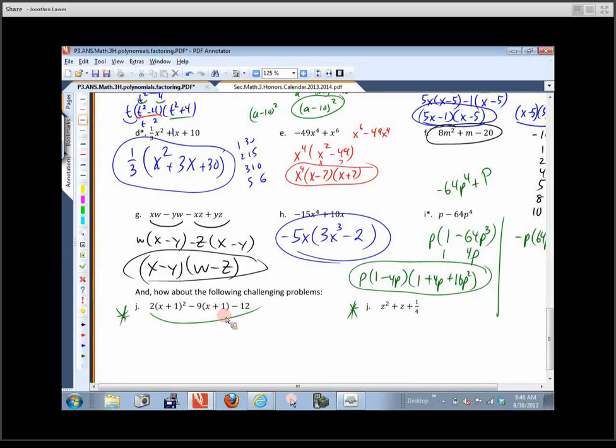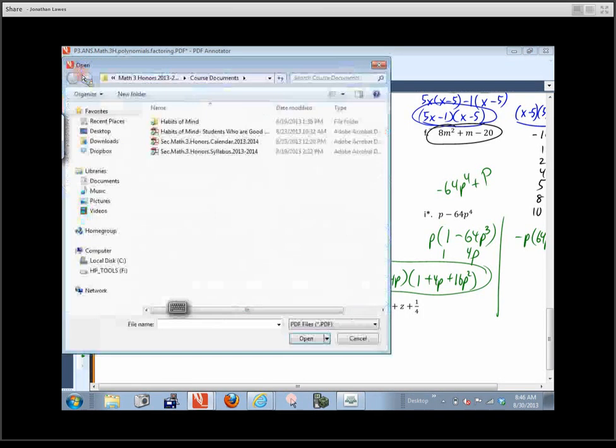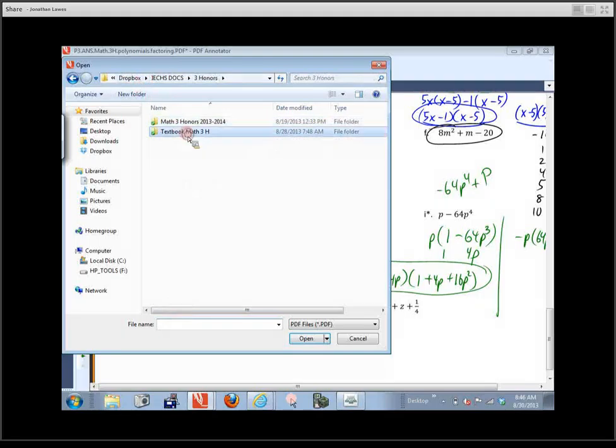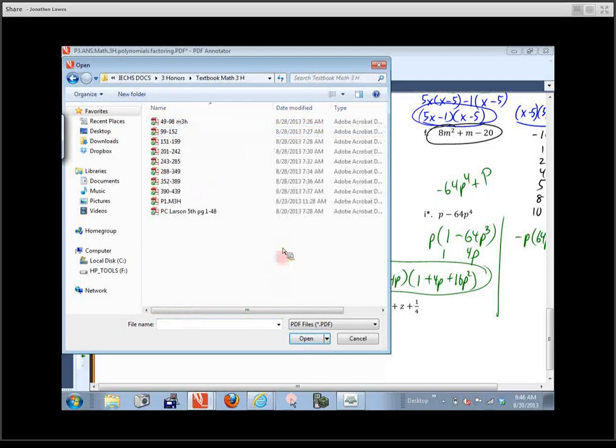I had a couple people come up and ask me questions. I had one person email me a question. So I want to make sure that we know how to do the problems on the assignment. So I'm going to open up the textbook. There is one of those long problems on the assignment. Is there? Okay, we'll take a look at it. What number is it? Do you know?